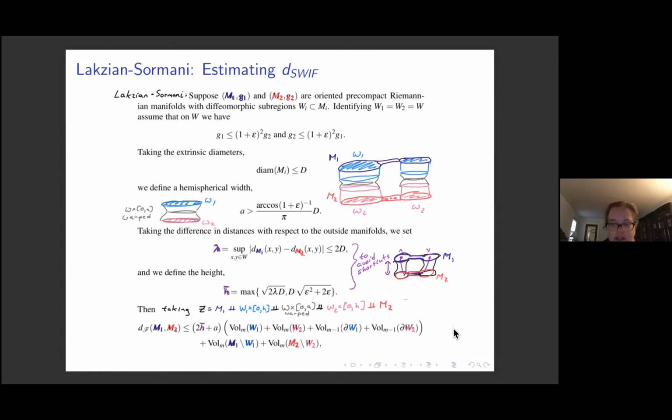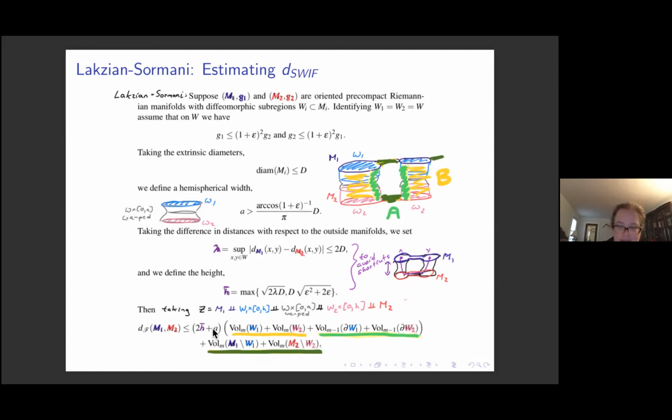I think I have another slide that has things underlined. So let me see if I go to that. Yes. Okay. So remember, we're filling it in with the yellow fat region B. And that region is going to have a volume that's bounded above by the volume of W1 plus the volume of W2, that's an overestimate here, times the heights here. That's an overestimate on the volume of B.